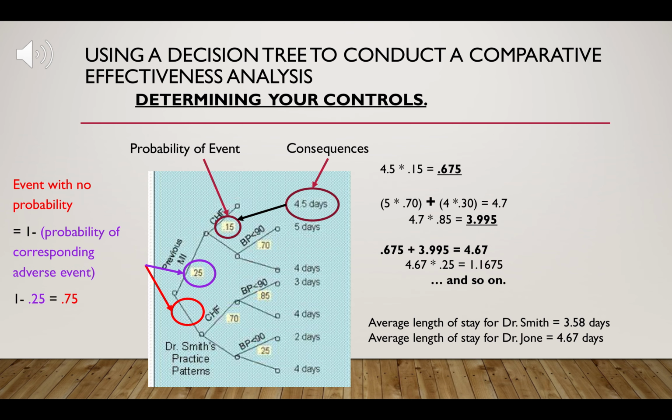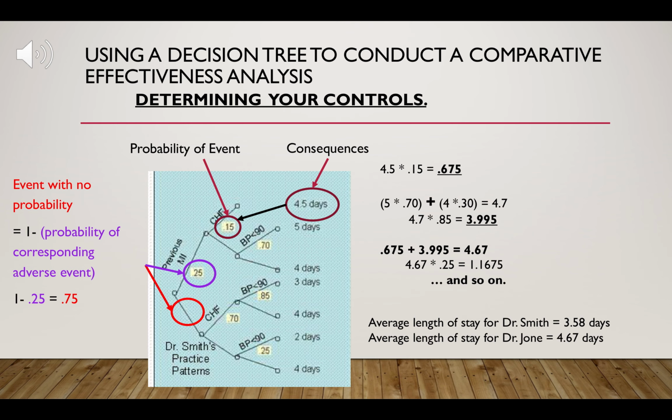Let's take the first consequence at the top. It says 4.5 days, and if you follow backwards, you will see that we reach the probability for the preceding event. It is represented by 0.15. You will need to multiply each consequence by the probability for each event, then sum them up before moving to the next node. So as you can see, the first calculation we have is 4.5 times 0.15, which equals 0.675. We have just calculated the answer for if a patient has CHF.